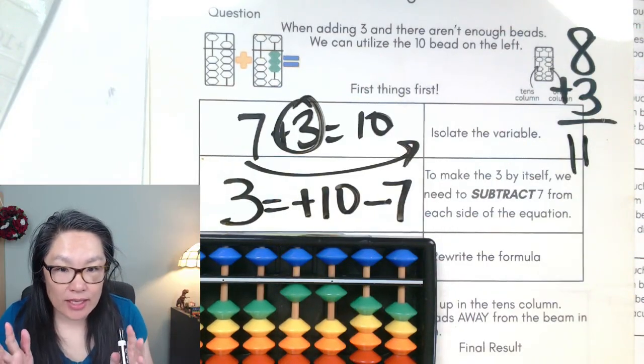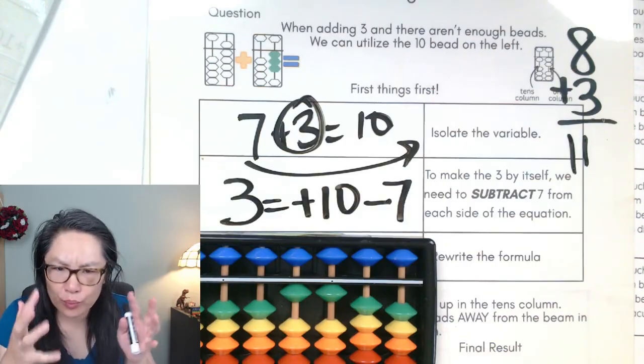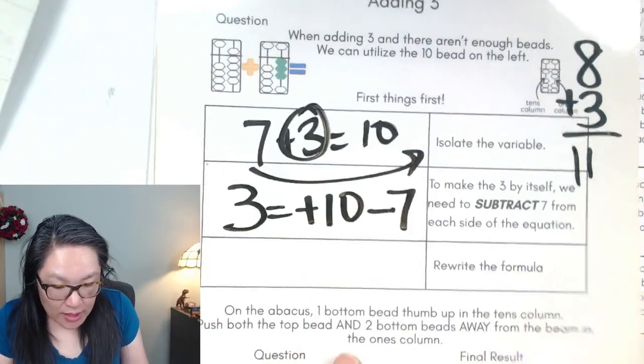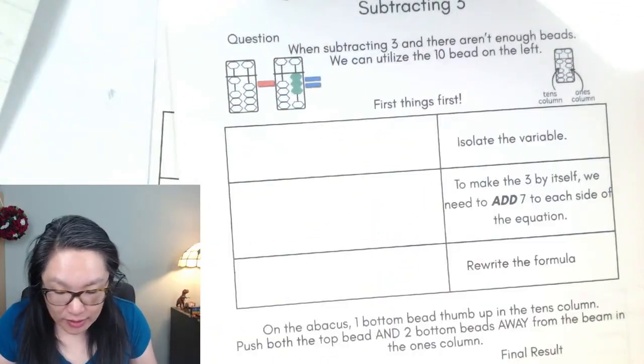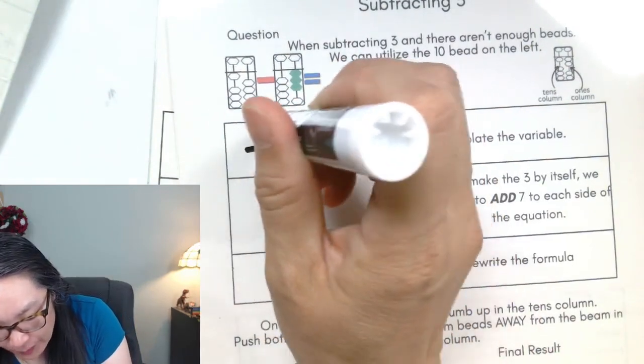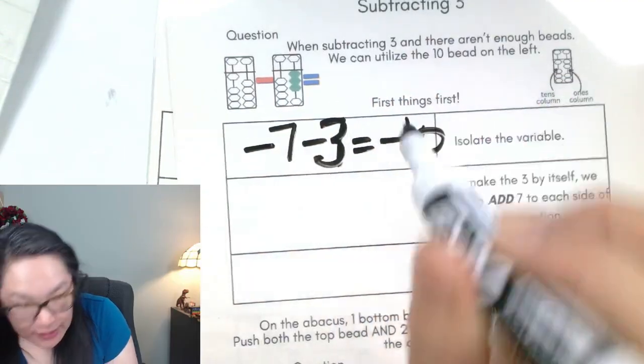That makes sense, right? So now we know how to add. We know how to subtract. Do we know how to subtract? Well, yeah. Guess what we're going to do? Because we know how to add a 3, we can subtract a 3. Again, it's the same pattern.